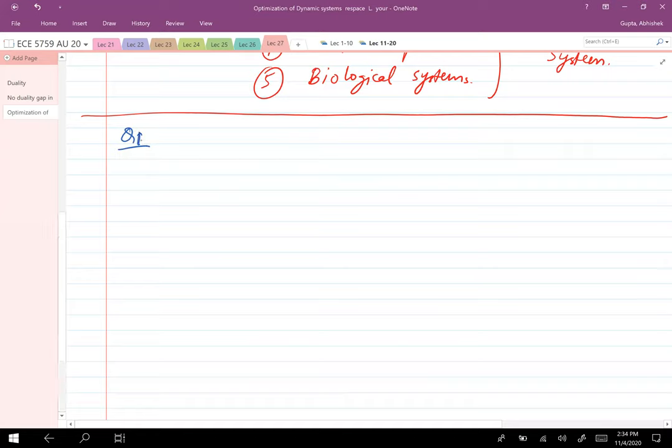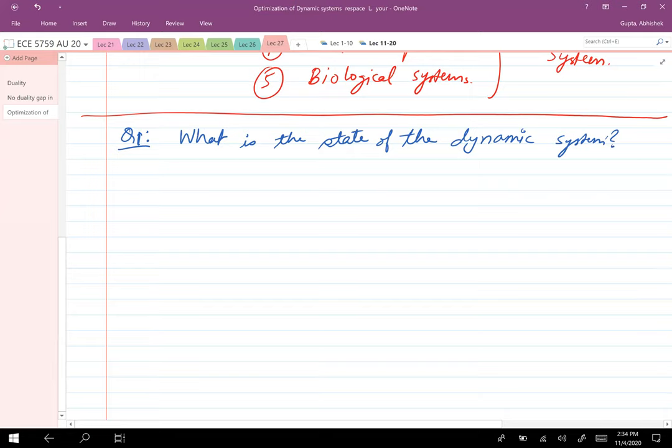This is question number one. What is the state of the dynamic system? And in particular, the first thing we would like to understand is, how do we define state of a dynamic system? And that brings me to the definition of the state of a dynamic system.